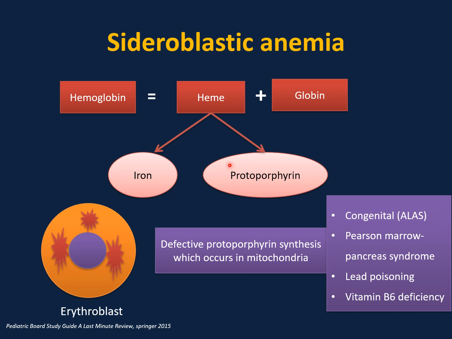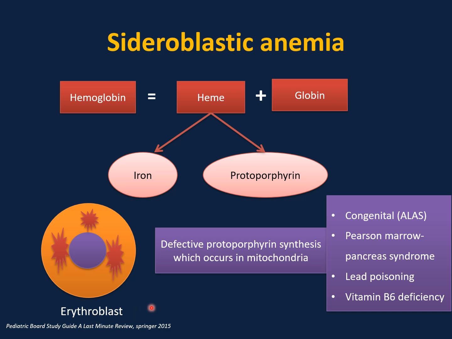So if you have decreased synthesis of protoporphyrin, what happens to the iron? The iron will accumulate in the mitochondria. Without protoporphyrin, the iron cannot leave and make heme. So the iron will be trapped in the mitochondria around the nucleus and will give you a ring. The ring is called a sideroblast, a ring around the nucleus in the erythroblast in the bone marrow.